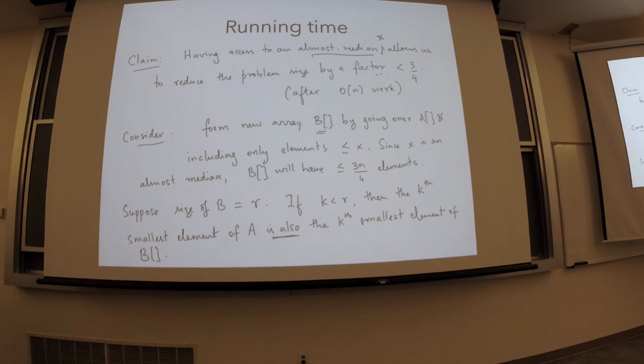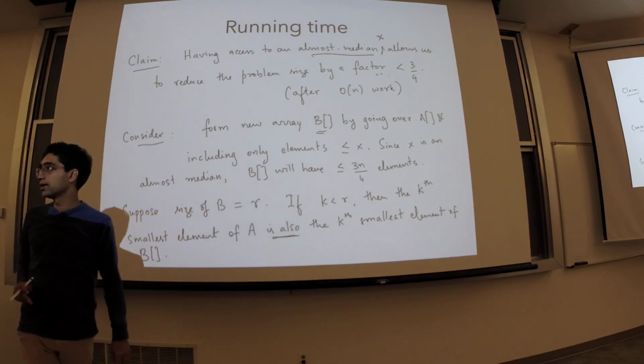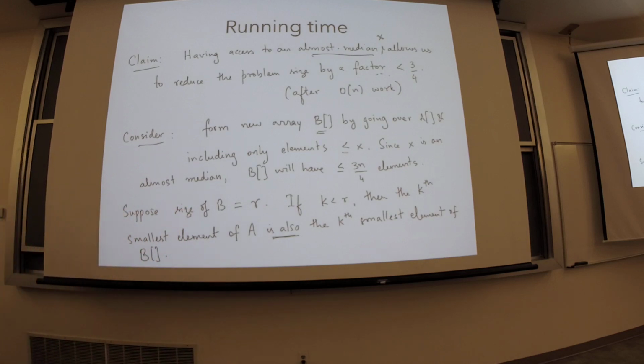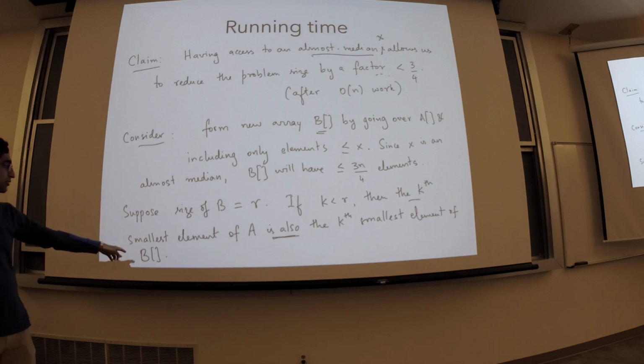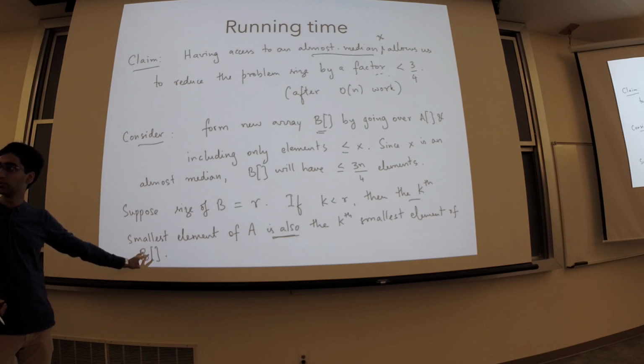Right, so as she was saying, you have to consider both cases. The first case is if k is less than r. In this case, I claim you have this nice situation that the kth smallest element of A is also the kth smallest element of B. So you can just recurse on B and find the kth smallest element of B.